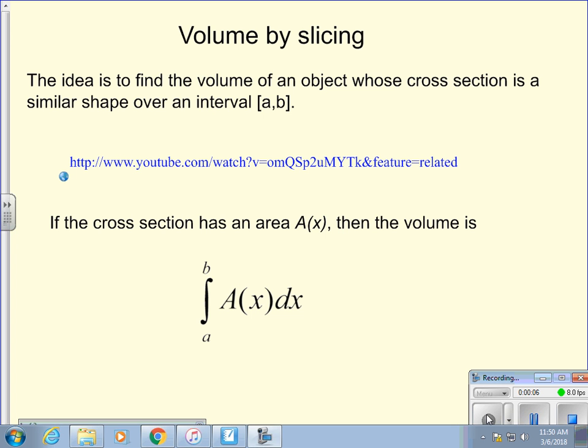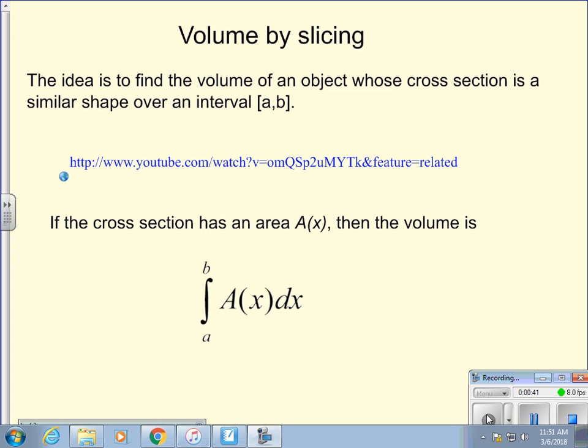So, volume by slicing. The idea is to find the volume of an object whose cross section is a similar shape over the area. So once again, if I go back to the loaf of bread, this cross section and this cross section, they are similar in shape, right? They're not identical, but boy, they're really close. And if I go to the very tip, it's really similar in shape, right? That's the idea we're talking about: each one of these cross-sectional areas is a similar shape.